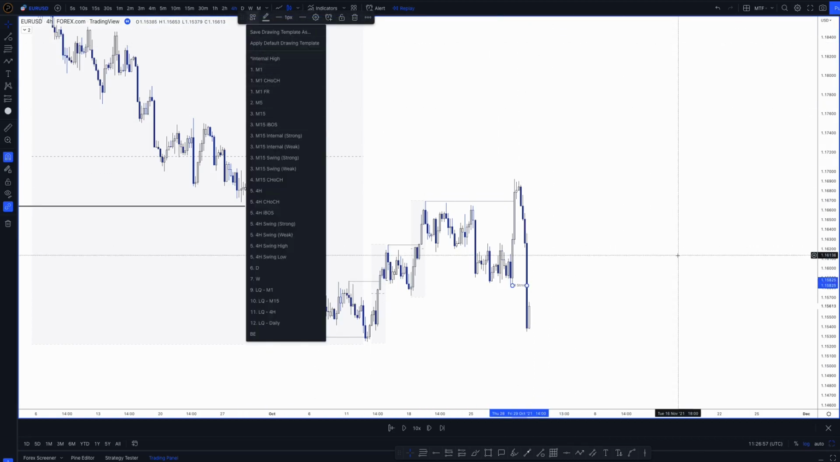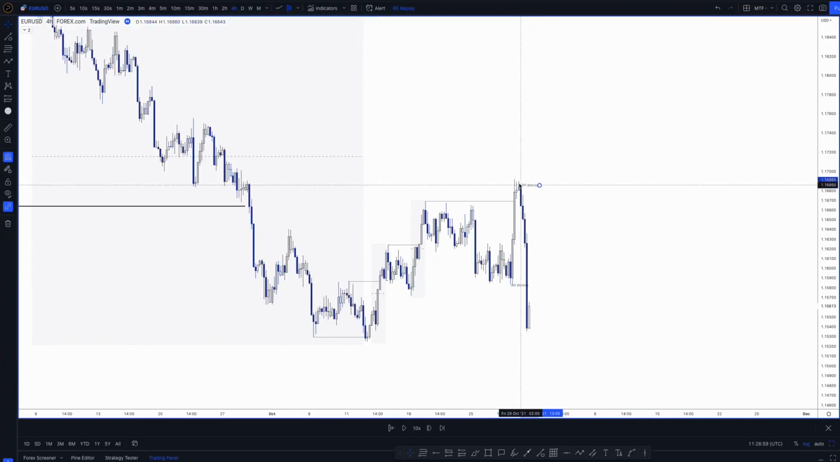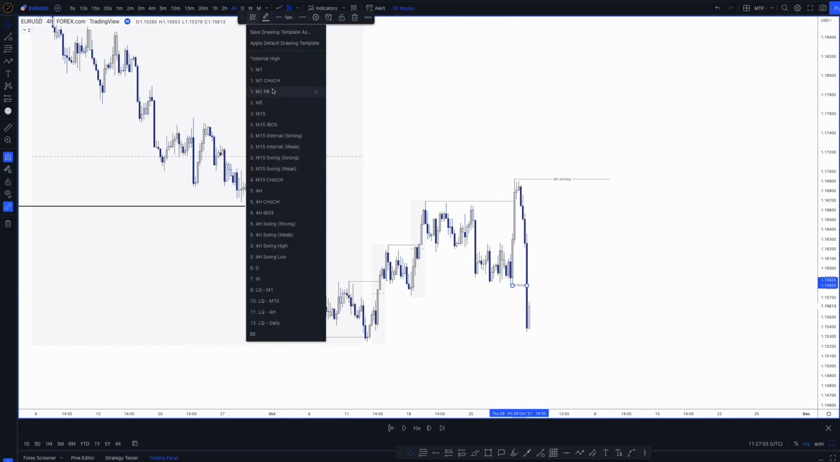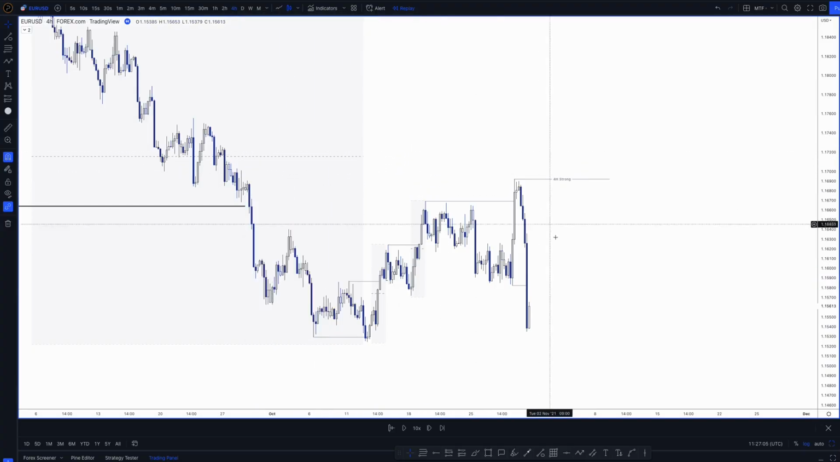So now we have that. I'm just going to move this up here. That now becomes a strong high because it took out that low. There's your 4-hour BOS. So now when you have that, what is that? That's a very, very good sign. It's not a guarantee, but a very strong sign.